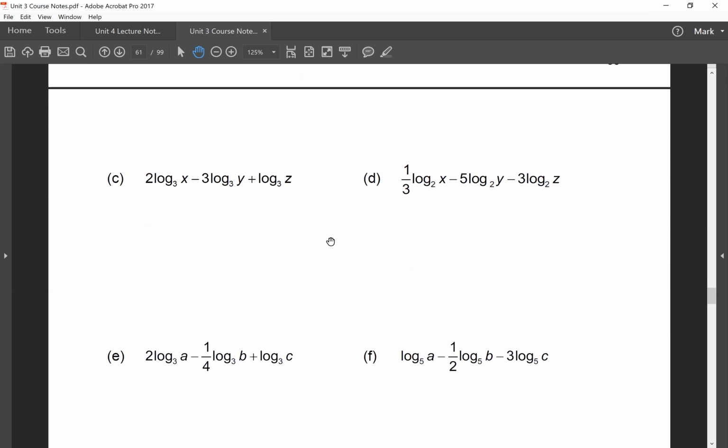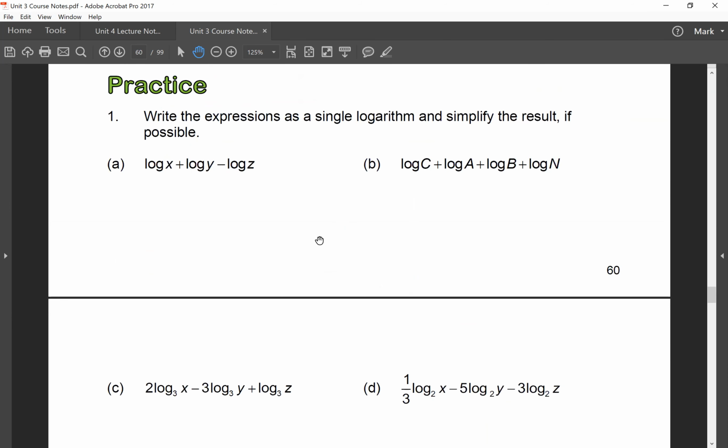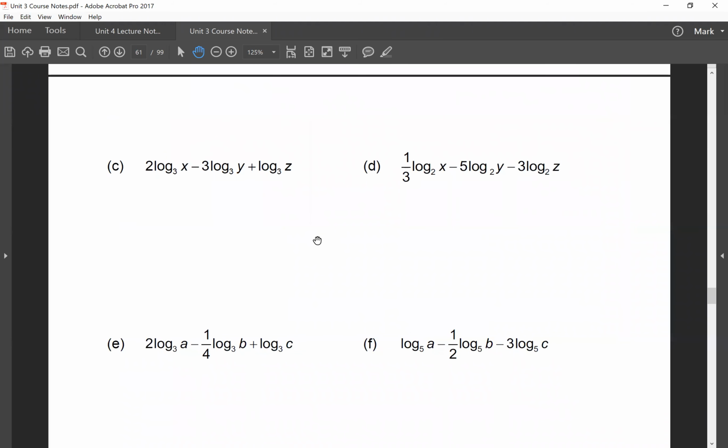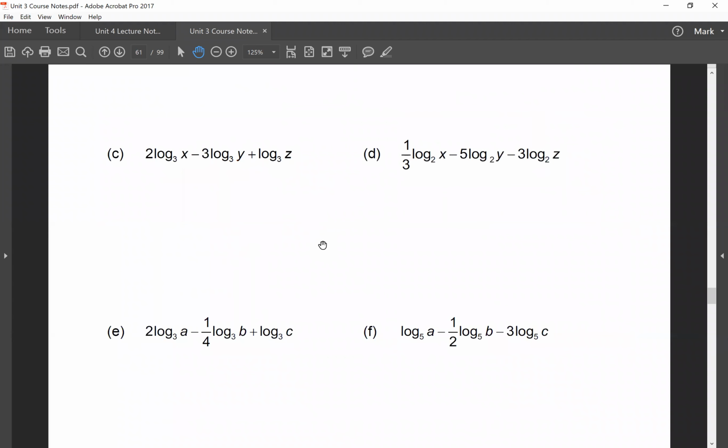Well, let's do what we did last time. Let's do some easy to medium ones. I'm going to ask you guys to try these. So why don't you guys try these 4? I'll give you another couple minutes, of course, and then we'll check your answers.